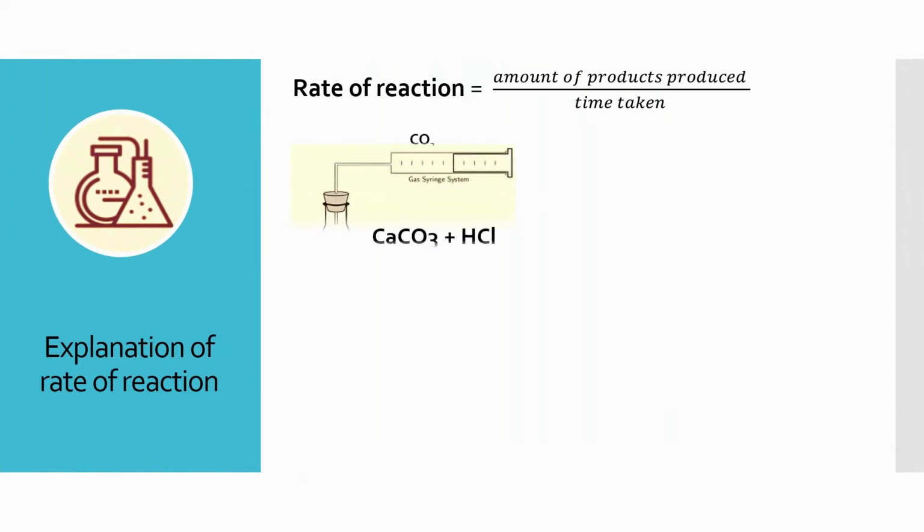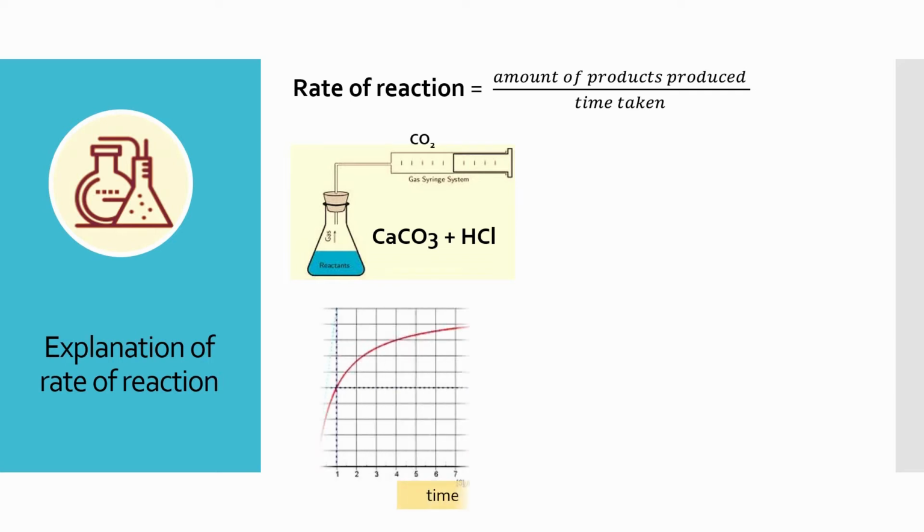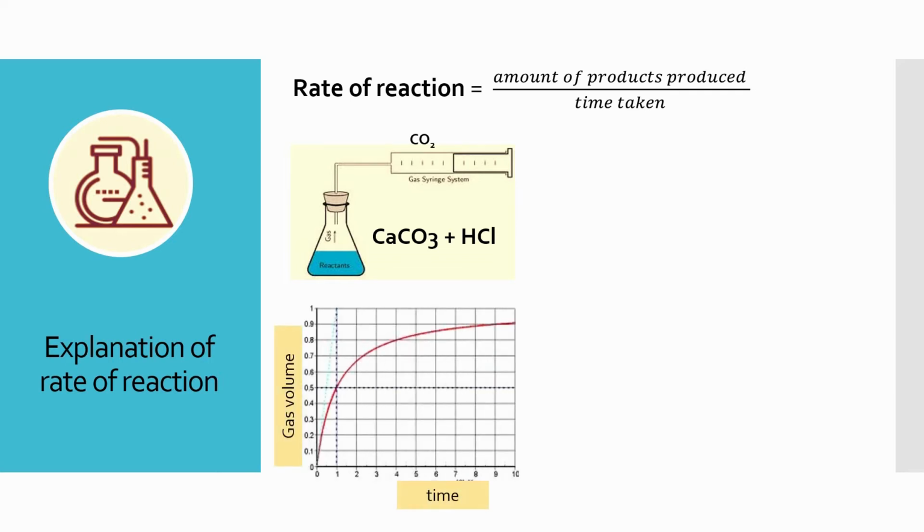Calcium carbonate and hydrochloric acid react. The product is carbon dioxide, a gaseous product. We are taking it here in the gas syringe. In this case, we are taking time as well. So this is the curve. From here, the gradient is the rate of reaction.